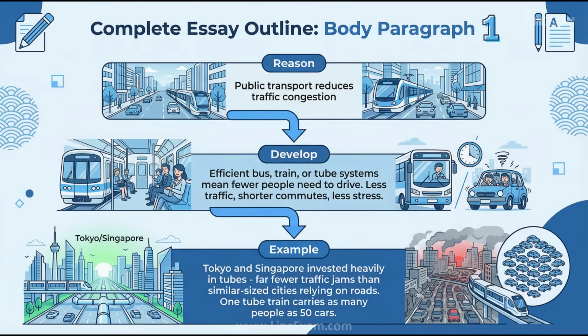Then you'd support this with a specific example. You could mention that cities like Tokyo and Singapore have invested heavily in their subway systems, and as a result, they experience far fewer traffic jams than cities of similar size that rely mainly on roads. You might add that studies have shown that one subway train can carry as many people as 50 cars, making it a much more efficient use of space.